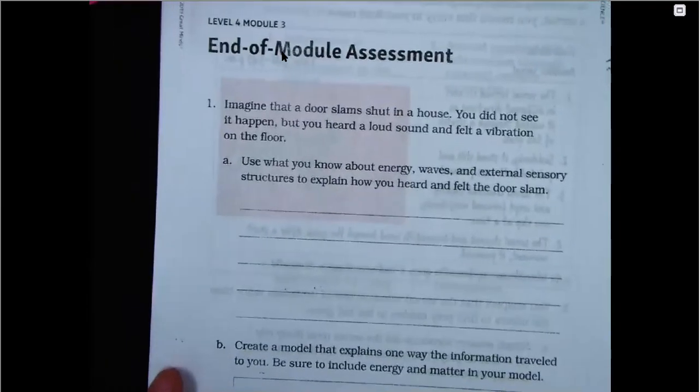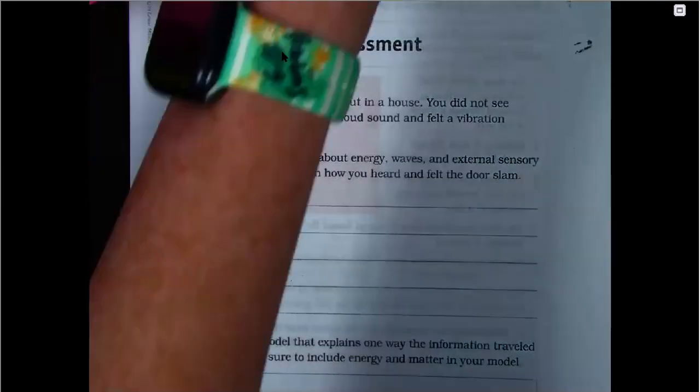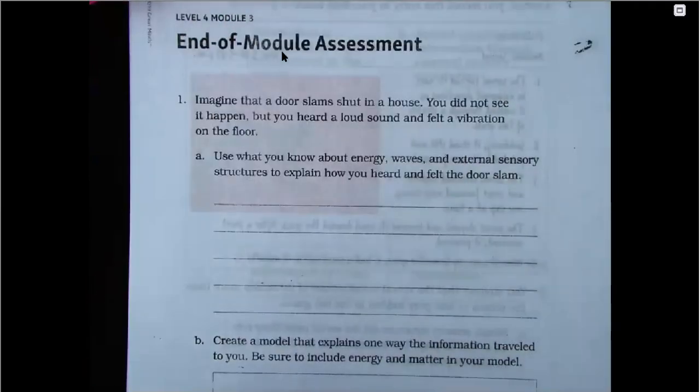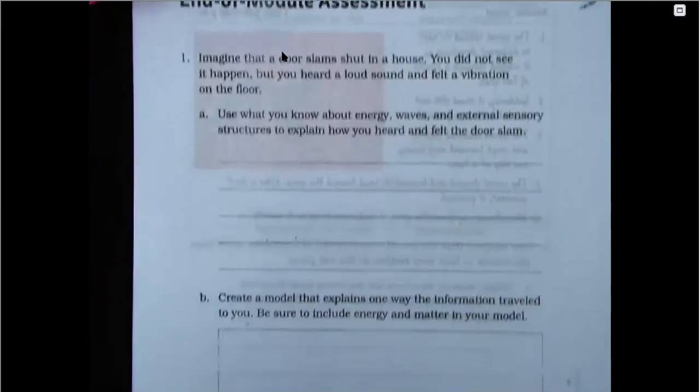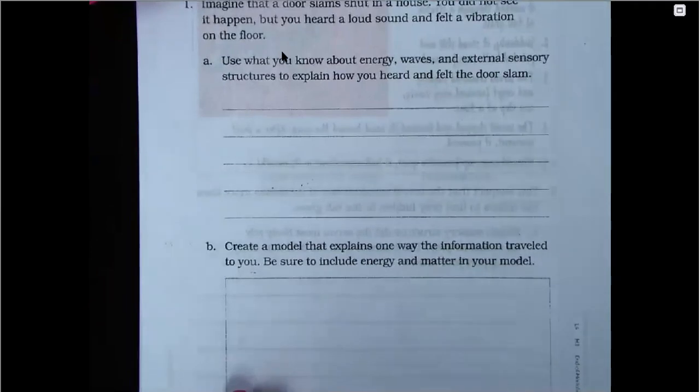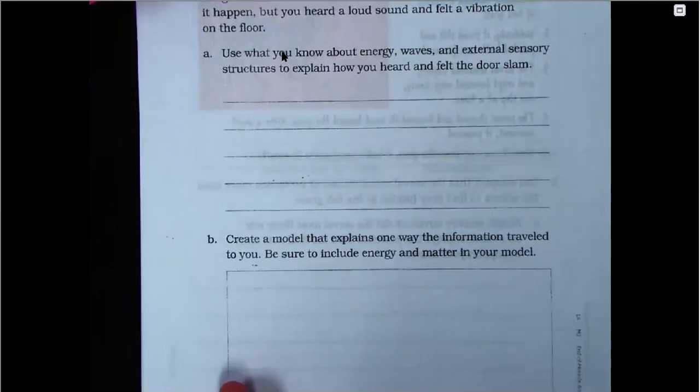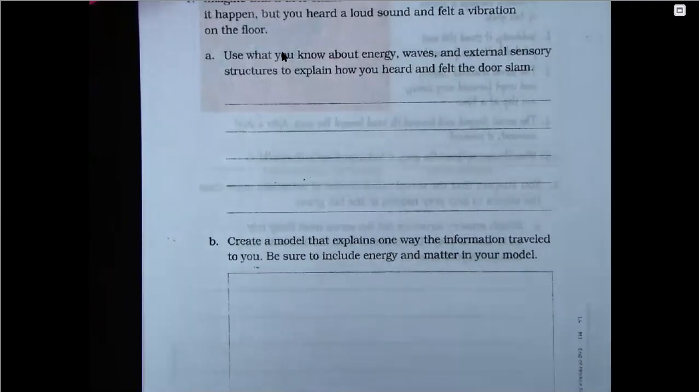Letter B. Remember, if I'm going too fast, hit pause, hit stop on your video. Letter B, create a model. So you know this is going to involve drawing and labeling. Create a model that explains one way the information traveled to you. Remember, it's traveling to you 2 ways. It's traveling to you by sound, and it's traveling to you by vibration.